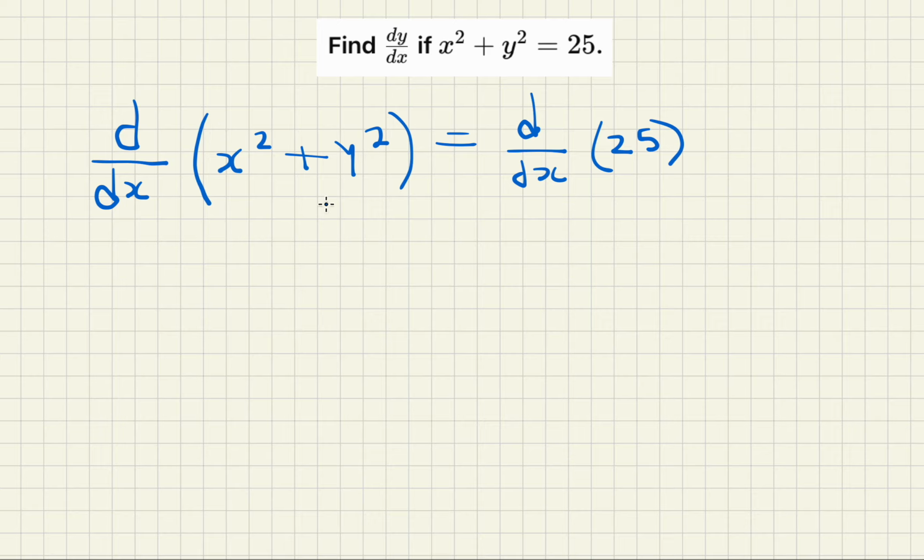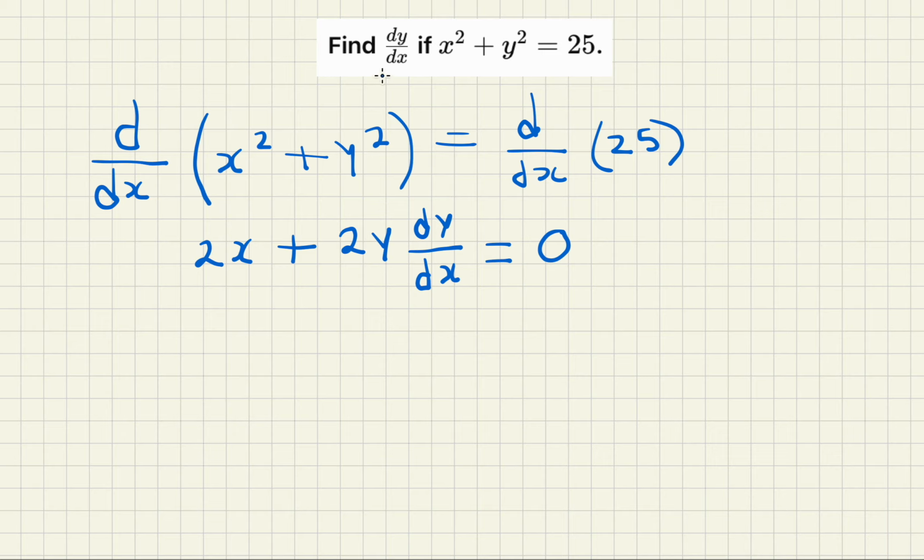Now, dealing with the left side first, differentiating this, we get 2x times dx over dx, which is 1, so we don't need to write that. Then we add y squared, which is 2y dy over dx, because we need to do the chain rule here. When we differentiate y squared, we get 2y times dy over dx. And then differentiating 25, which is a constant, gives us 0.